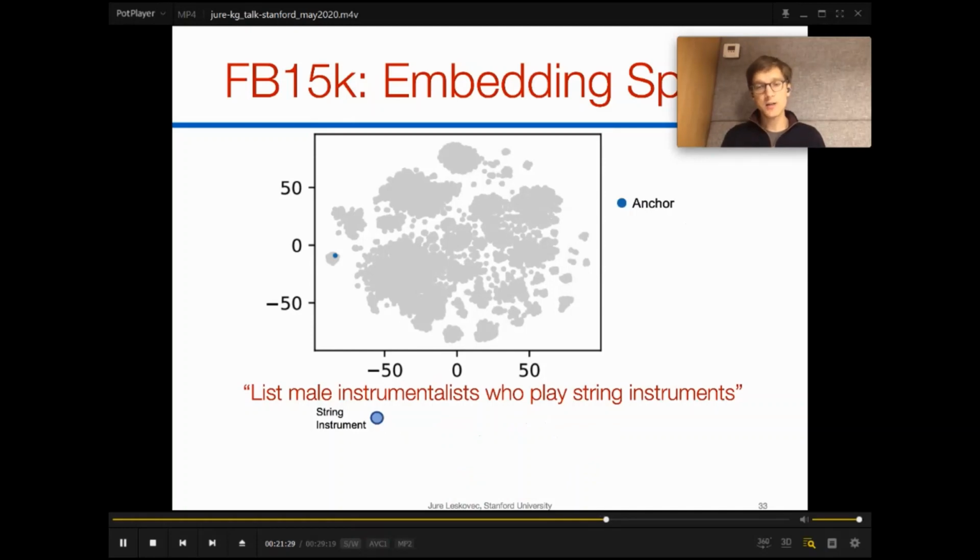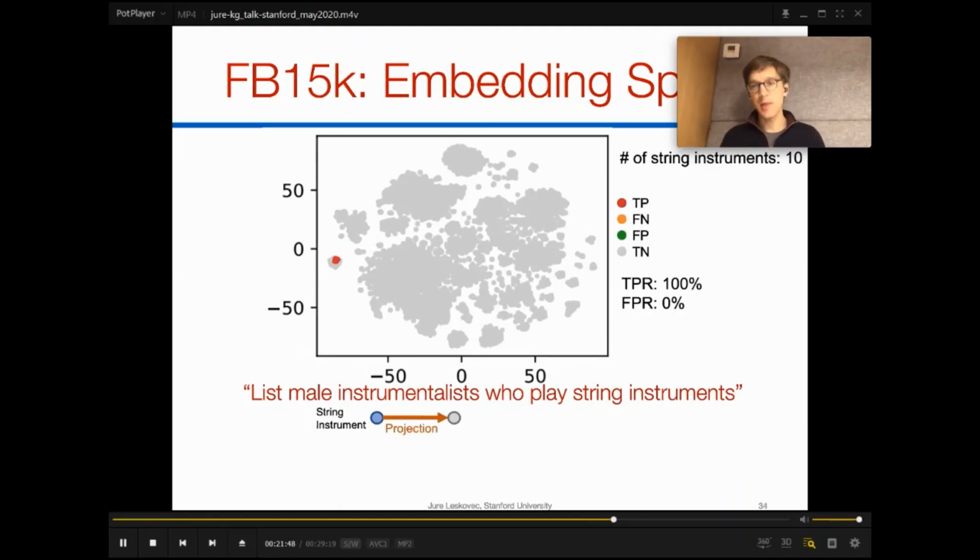So first we take the anchor node string instrument. The blue dot is the embedding of that string instrument node. And now we will take this string instrument box and we will transform it using a projection operator and try to cover all the string instruments. And this is what we did. And in this case, it worked perfectly. We cover all 10 instances of string instruments in our data set. So red color is true positive, orange will be false negative, green will be false positive, and gray is true negative. So here we have 100% accuracy.